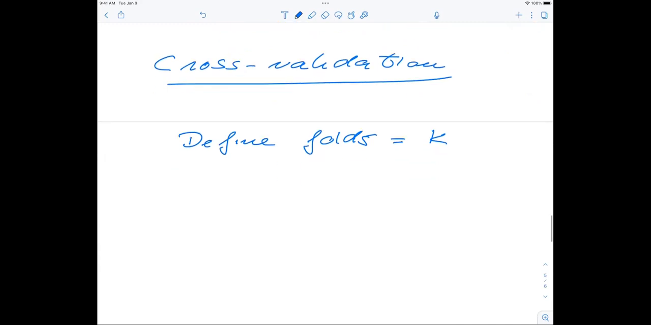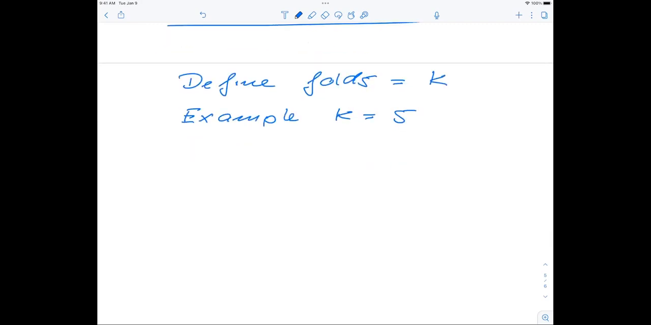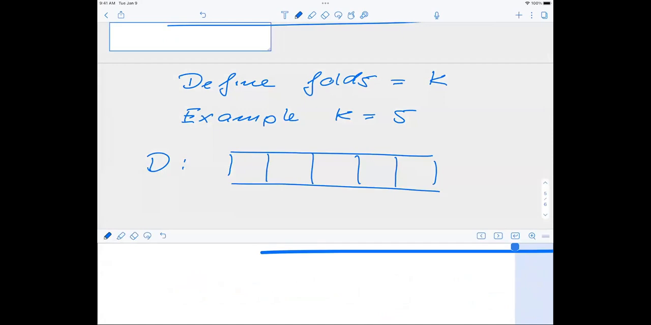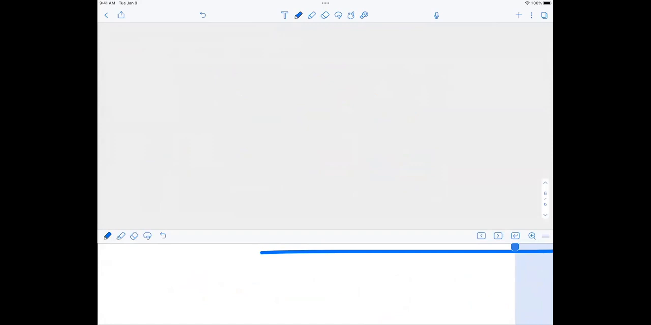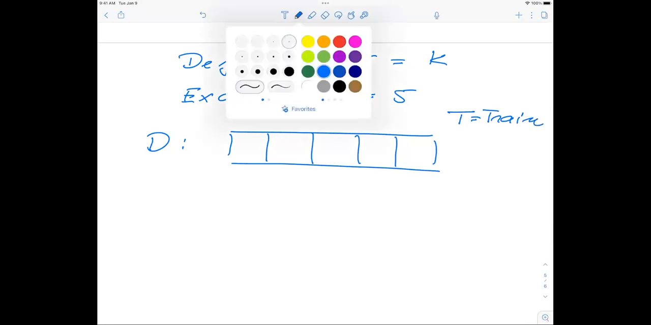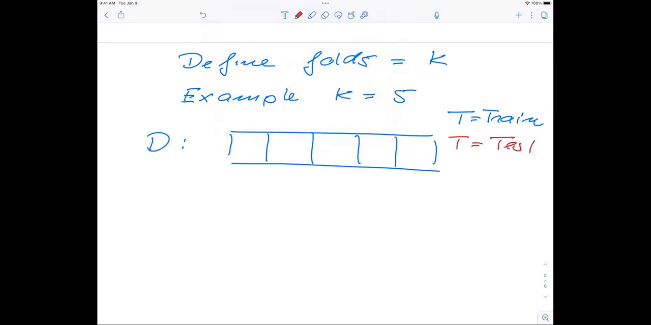When you define the number of folds, let's do as an example k equal to 5. I would have my domain of data split into 5 different slots, equally sized: 1, 2, 3, 4, and 5. I'm going to use colors now. I'm going to use the color blue, T, for train, and red for test. So I could say that slot 5 is the one used for testing, and then I train a model with the data which we have here.